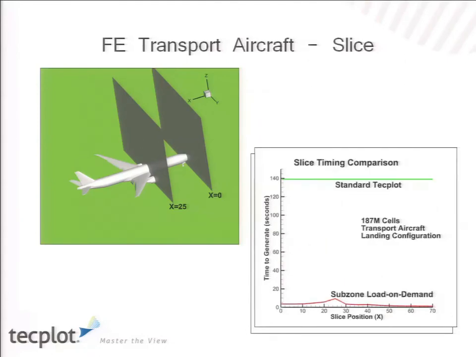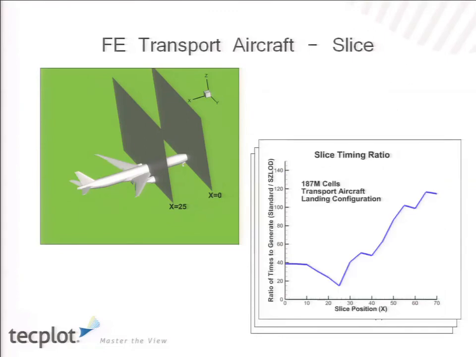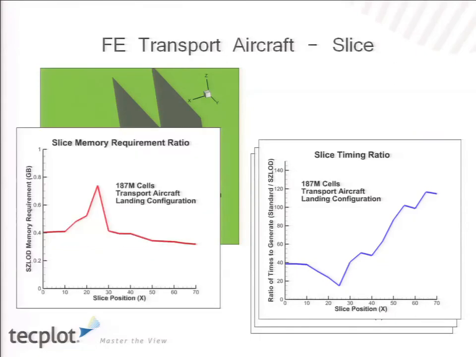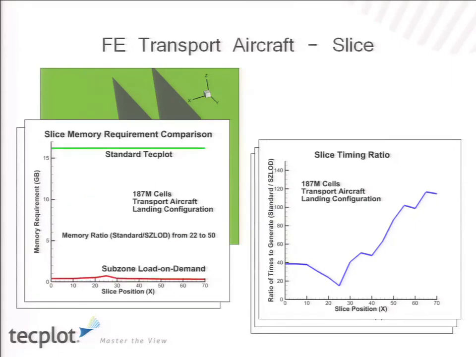Similarly, this gives you a comparison to the standard Tecplot, which reads a much larger portion of the data. And the ratios are between 20 and about 140. So an order of magnitude to 2 orders of magnitude faster. It's also true in memory. So this is the memory. It's less than a gigabyte. So this is 200 million cells, but we're using less than a gigabyte of memory, and the ratios are similar.